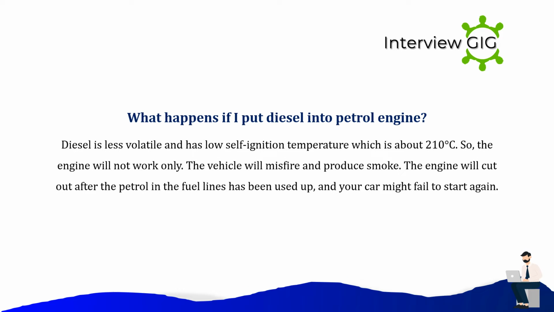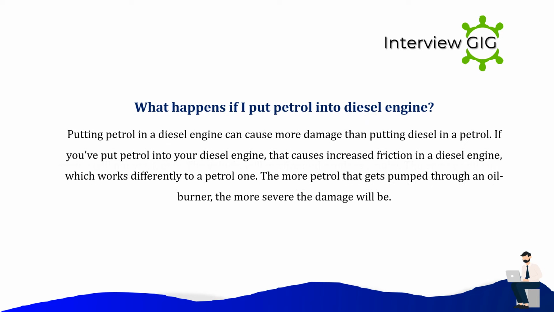What happens if I put diesel into a petrol engine? Diesel is less volatile and has a low self-ignition temperature, which is about 210 degrees Celsius. So, the engine will not work. The vehicle will misfire and produce smoke. The engine will cut out after the petrol in the fuel lines has been used up, and your car might fail to start again. What happens if I put petrol into a diesel engine?